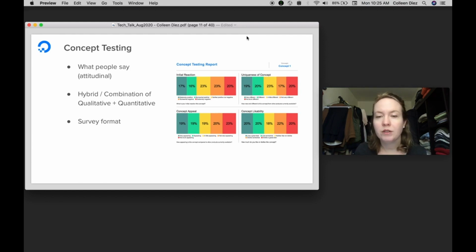It's typically delivered in a survey format, and there are a number of vendors out there that will help you with concept testing. And just on the right here, you can get a sense of what a concept testing report might look like in terms of the appeal of your product, the initial reaction, and customer or potential customers' likability.